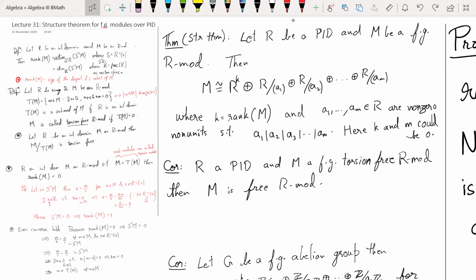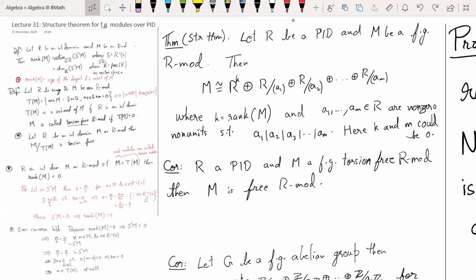Okay, sir. And sir, in the previous class, we saw that the rank of an ideal is always 1. So can we say that if M is an R module of rank 1, then it is isomorphic to some ideal of R? No, that's not true. So for instance, Q also has rank 1 over Z. That also we saw last time.